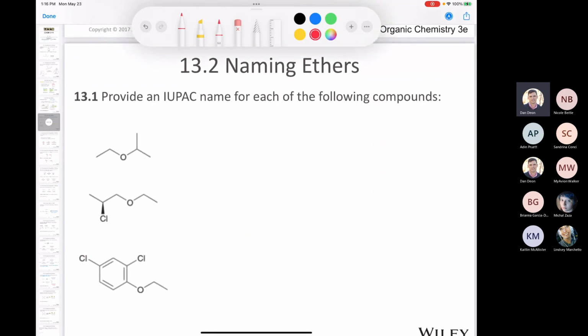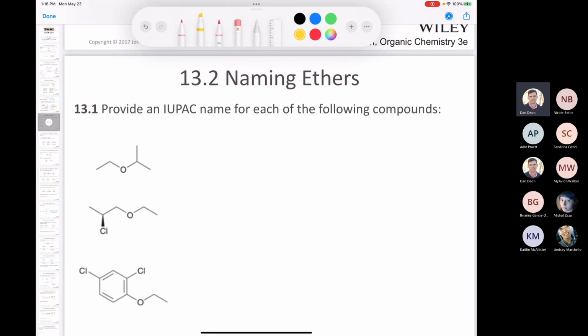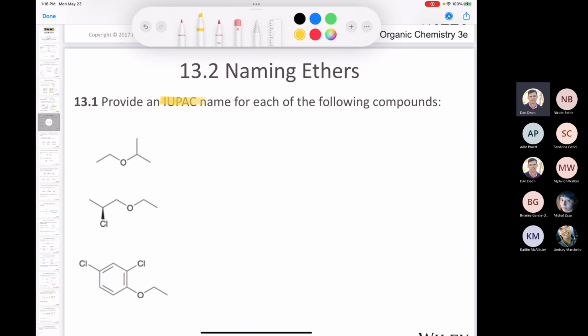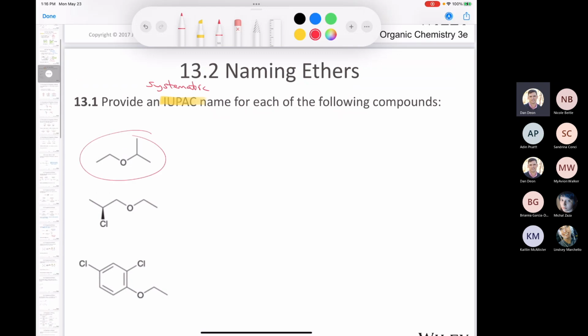And it says provide an IUPAC name for each of the following compounds. And again, IUPAC, we're thinking about giving these systematic names. So systematic, so not common names. The only one that I could give a common name to would be this one. You have an isopropyl and an ethyl. So you would call that ethyl isopropyl ether. We can write that in after. But anyhow, let's come up with a systematic name.